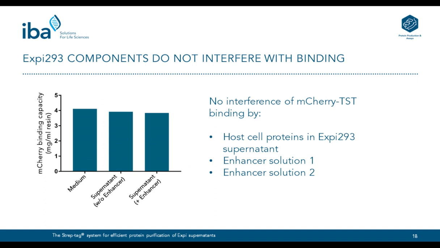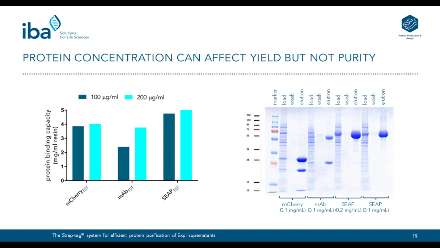And as you can see in the graphic, none of the tested components had a negative impact on the protein yield. That proves that neither the Expi 293 host cell proteins nor enhancer solutions or components of the Expi 293 system interfere with our Strep-Tactin XT purification. So once we figured out that the system is not a problem for the purification of Strep-tag proteins on Strep-Tactin XT, we wanted to further investigate the performance of our Strep-Tactin XT with the Expi 293 system.